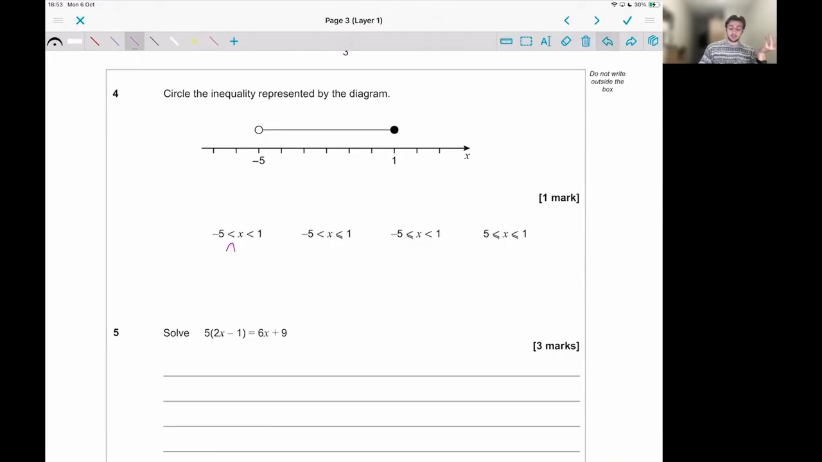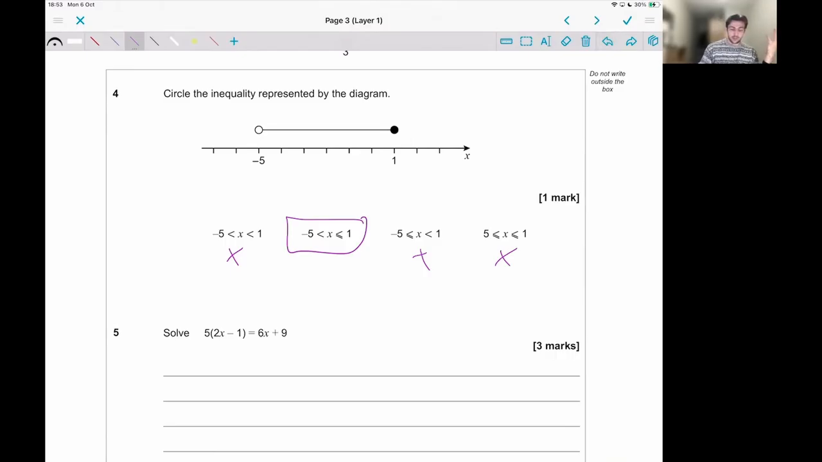So that's not right. And in fact, this lets it be equal to -5 and doesn't let it be equal to 1. So that's not right. This one lets it be equal to, actually, this says 5, not -5. So that's definitely wrong. This is our answer because we've got the strict inequality where we're not including -5. And we've got the less than or equal to sign, where we are including 1. That's it.